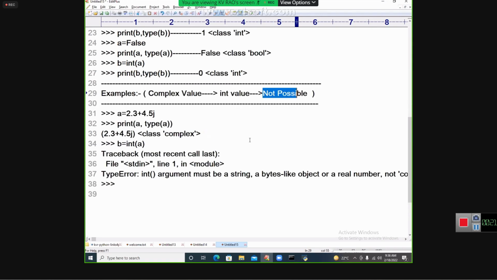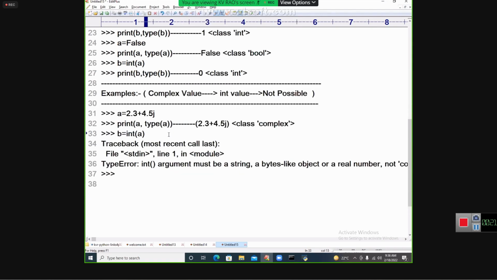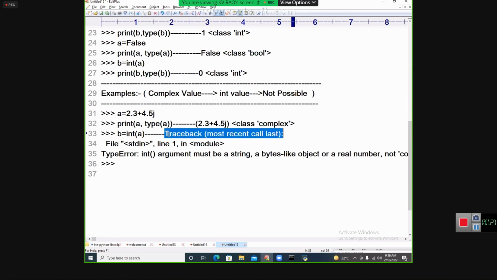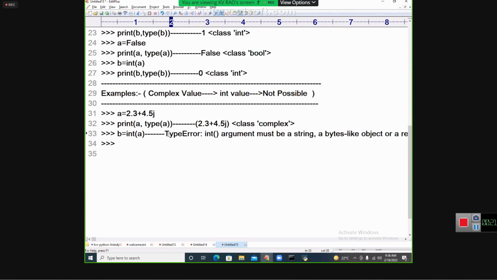Directly I said not possible. This is a complex value. Int of this one, you see, it is an error. So you are getting an error like this. It is not possible.